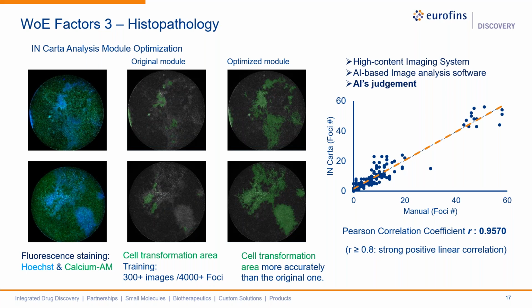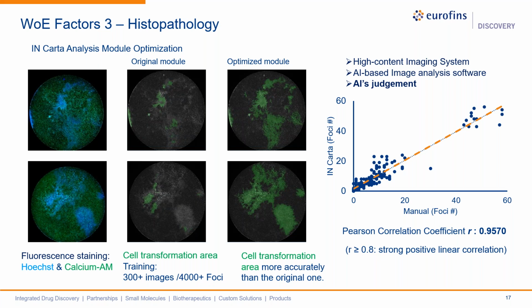We use the Pearson correlation coefficient analysis tool, evaluating the linear relationship between two sets of data. On the right side, you can see the figure. When the correlation coefficient is more than 0.8, it indicates a strong positive linear correlation.